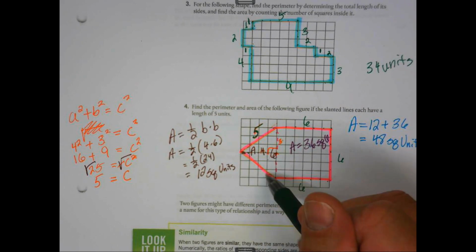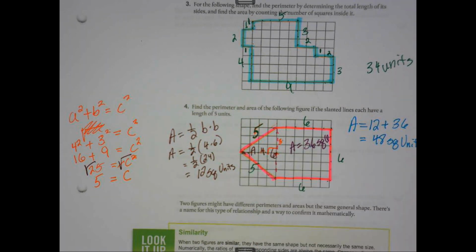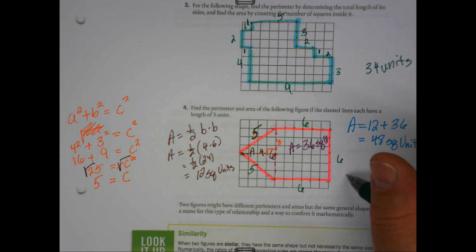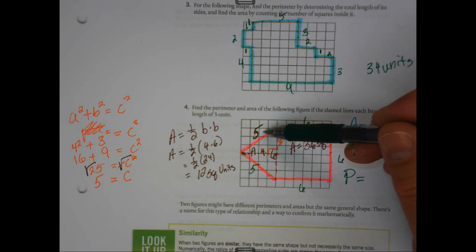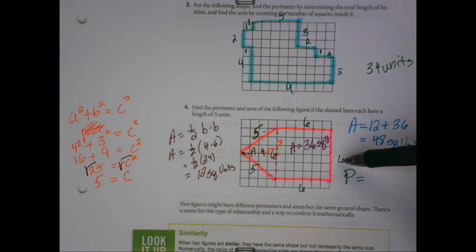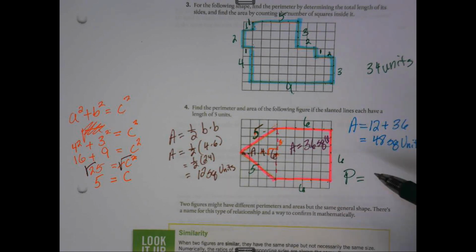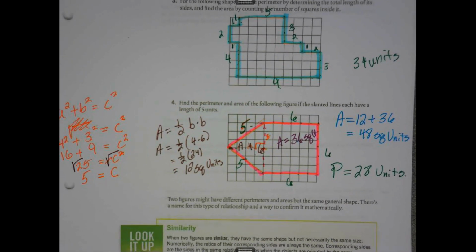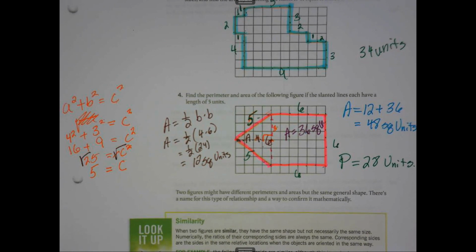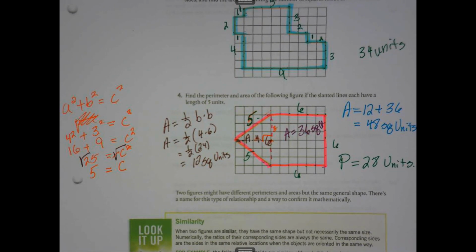And these are the same lengths. This one's 5. So the perimeter of my odd-shaped polygon is 5, plus 6 is 11, plus 6 is 17, plus 6 is 23, plus 5 is 28 linear units. So that's perimeter and area.